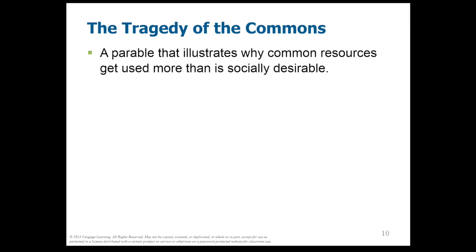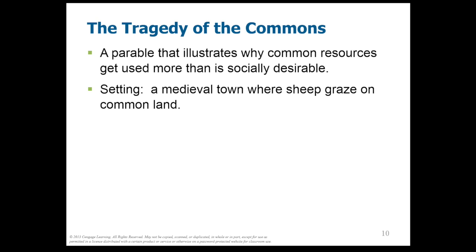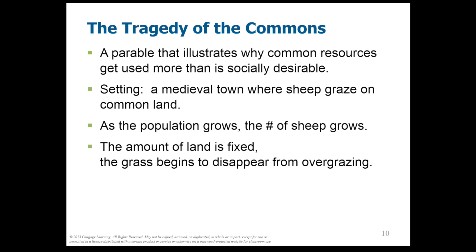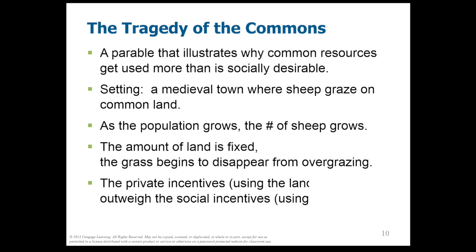So the tragedy of the commons is a parable that illustrates why common resources get used more than socially desirable. It's a tragedy, you see. Okay, so imagine a medieval town, and sheep are grazing on the common land in the middle. Maybe it's kind of like a little park place. All right, so as the population grows, the number of sheep is growing, but the amount of land in the middle is fixed. And so what happens as there's more and more sheep, the grass begins to disappear because all the sheep are eating too much.